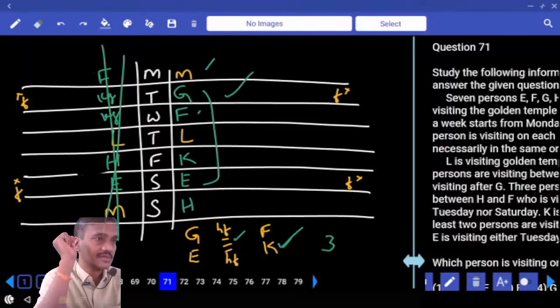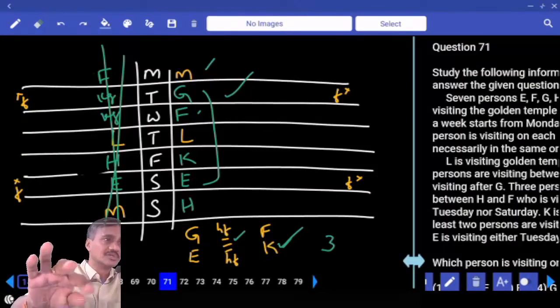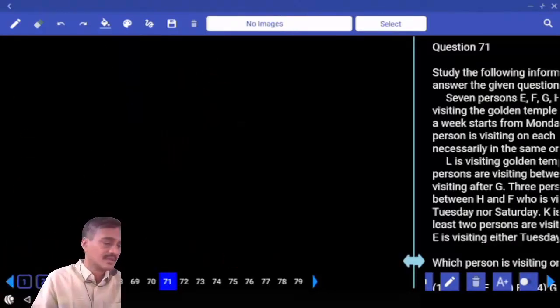Done with this? Now 71 to 75, then 76 to 80. Now, first are the second priority. In general, boxes should always be the second priority itself because you have more number of possibilities. And next one, 81 to 85, you have done with this one.